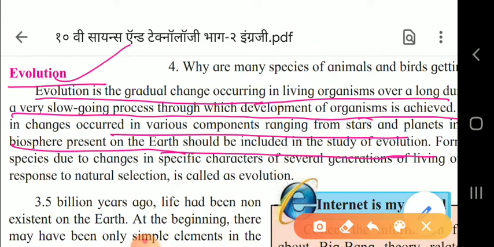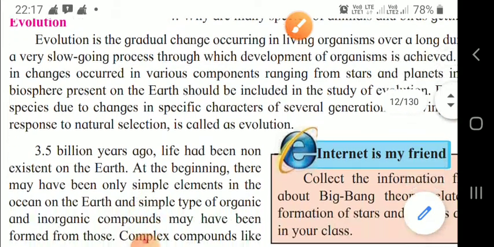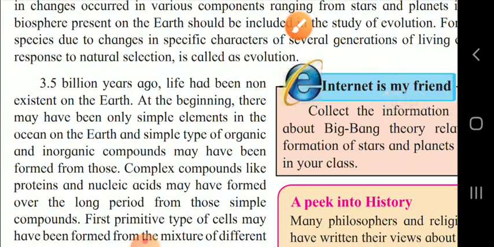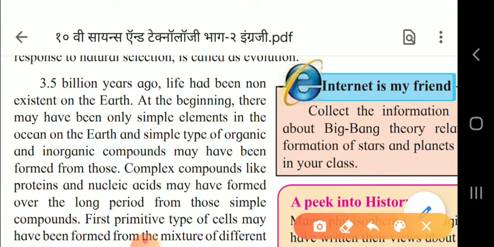Now we can see here, children, about 3.5 billion years ago, life was non-existent on the earth. In the beginning, there may have been only simple elements in the ocean on the earth, and simple types of organic and inorganic substances were there. So 3.5 billion years ago the life was not there.